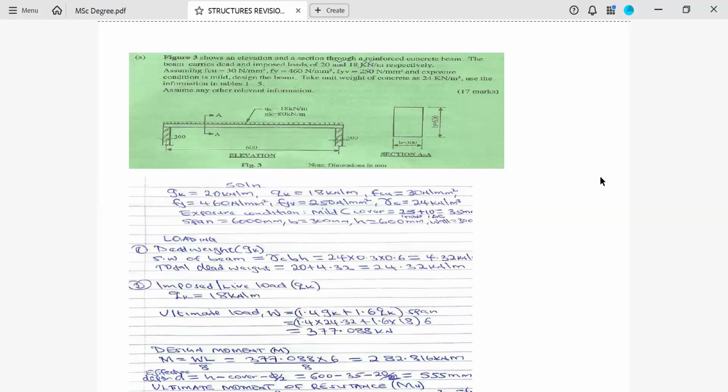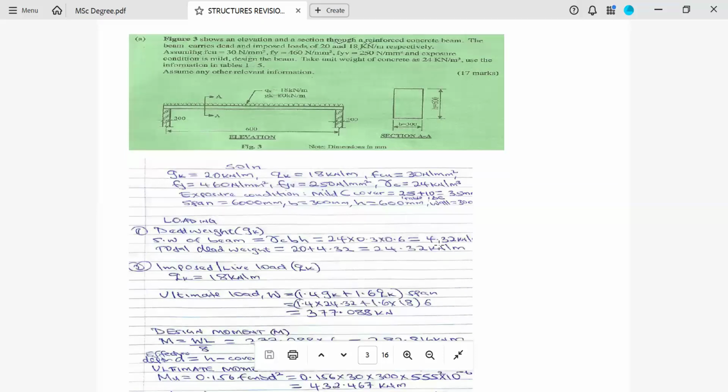kilonewton. Now we have design moment. Design moment here means what is coming from the applied loads, what is being applied on our beam. Since we converted our W into a point load, in kilonewton, it is WL over 8. Basically, this 77.08 is a point load acting at the mid span of our beam. So we use WL over 8, which is 282.816 kilonewton meter.